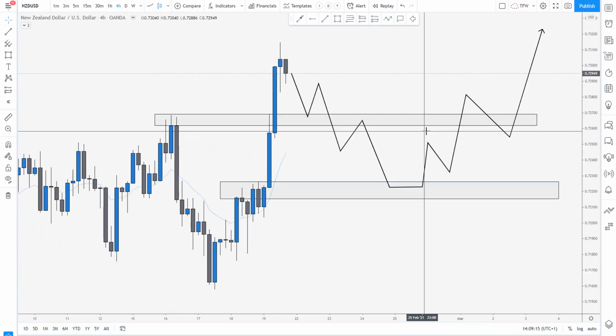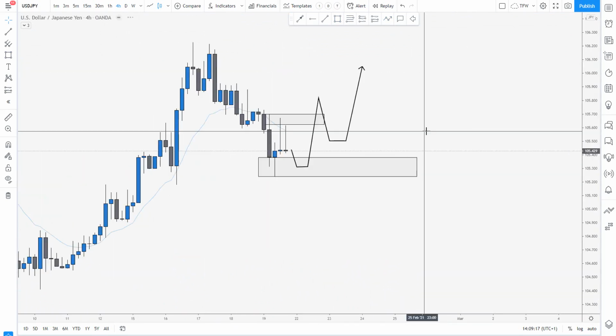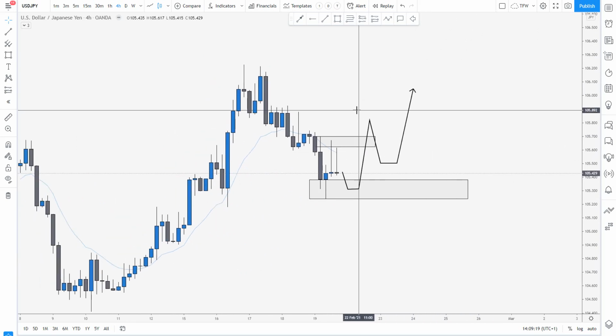This one is pretty much the same. This one is pretty much the same as well. Come on, give me something different, man. This market is so, yeah, this one is a little bit tricky.